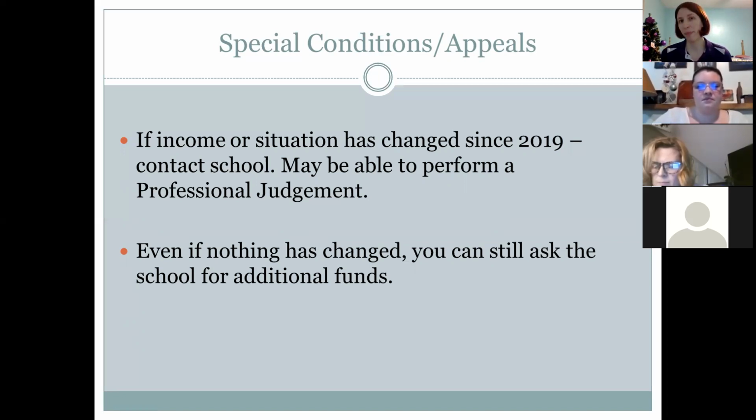So let's say nothing happened, income stayed the same, there was no change in circumstances, but you just know, looking at the finances, I'm going to need some additional funding in order to go to the school. Don't hesitate to reach out to the schools, and we would look at that as what we call a regular appeal, to see if there's any additional funds that we can provide. Maybe not so much at state schools.